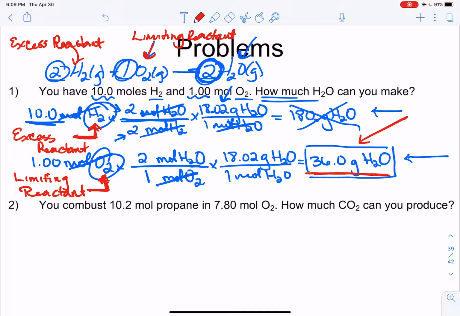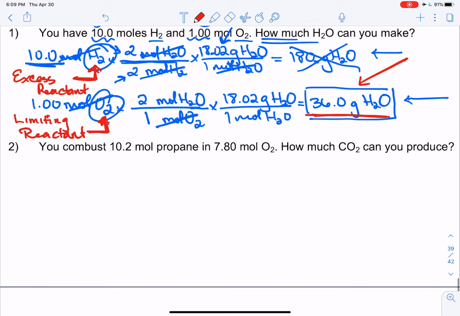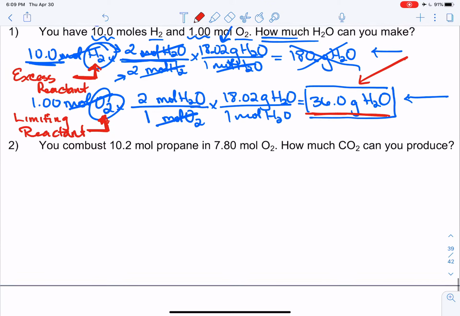Same thing. Okay, we're gonna burn 10.2 moles of propane with 7.8 moles of oxygen, and we want to know how much carbon dioxide we're going to produce. So the first thing we need to do with this equation is what? Is figure out what the equation is. So propane is C3H8, and it says it's a combustion reaction.